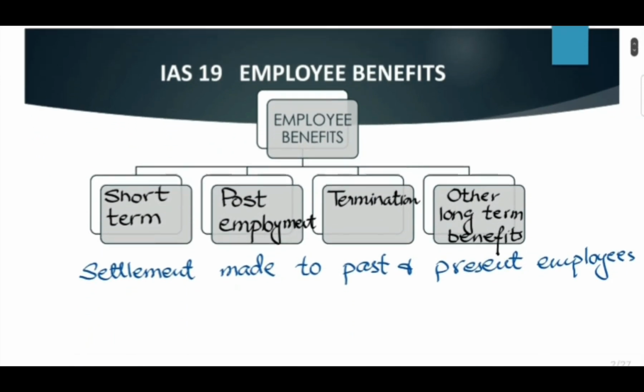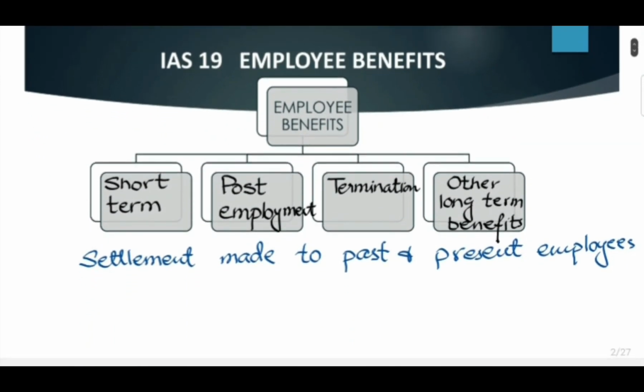IAS 19 employee benefit further classifies the employee benefit into 4 categories. These are said to be short-term benefit, post-employment benefit, termination benefit, and other long-term benefit. Remember that settlement made to past and present employees both are included in the employee benefits. Also, benefit given to employees' spouse, children, or others in exchange of services that are provided by the employees would also be considered as employee benefit.